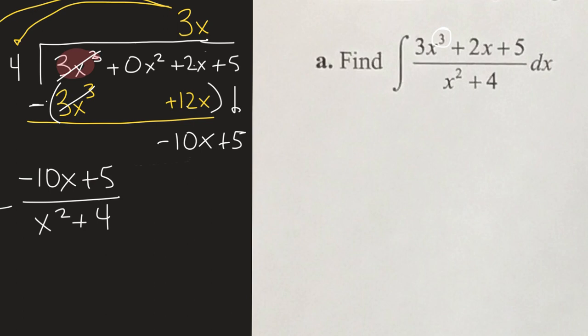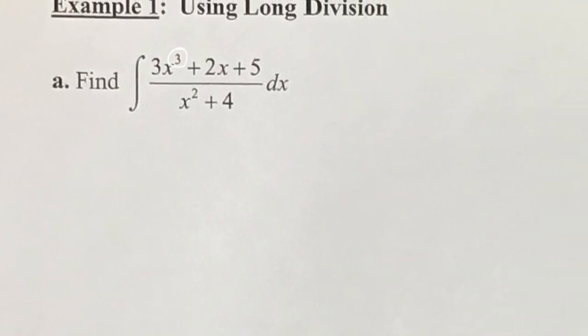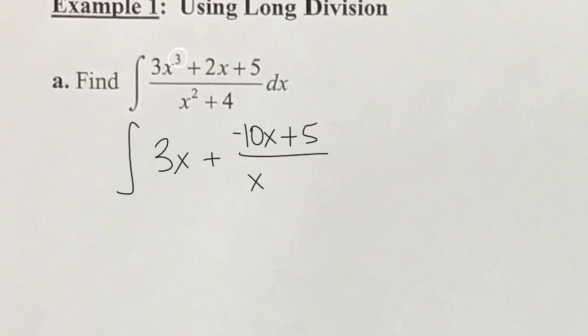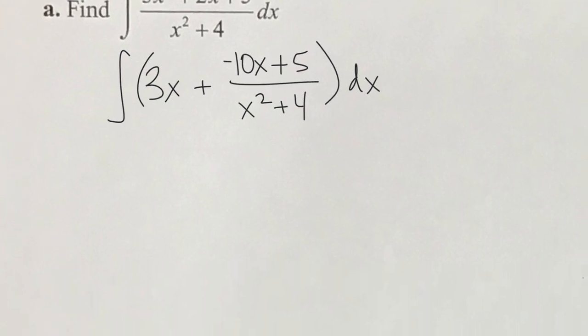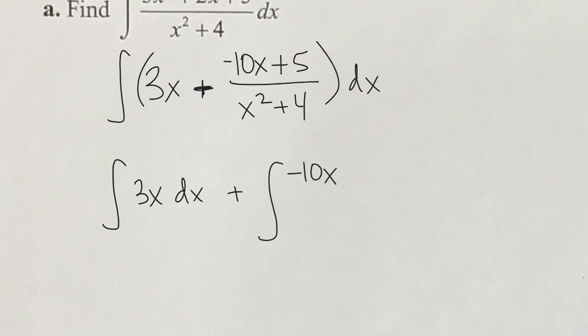So let's rewrite our integral. We're going to find the integral of 3x plus negative 10x plus 5 over x squared plus 4 dx. We're going to use one of our properties of integrals: we're taking the integral of a sum, so we can break this into the sum of our integrals. So we have the integral of 3x dx plus the integral of negative 10x plus 5 over x squared plus 4 dx.